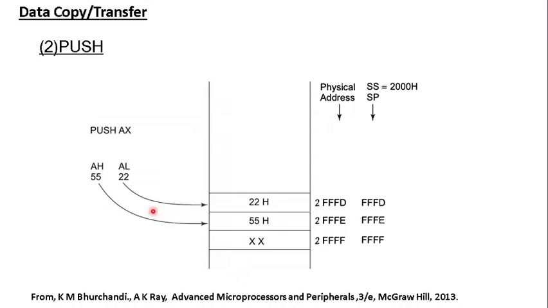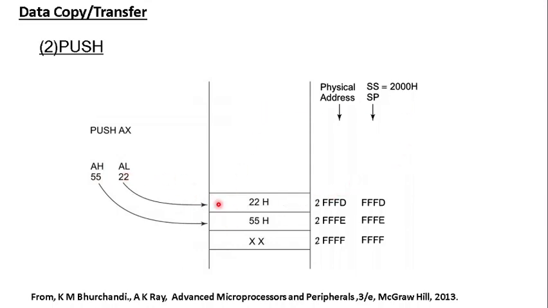So let's see a sample push operation. In this case, we have to push the contents of AX into the stack. Suppose that this is the top of stack before the pushing happens. Then let's see how this push happens. Suppose that the contents of AX is like this: 55H in the higher byte location and 22H in the lower byte location. As we know, the higher byte will be pushed first into the stack, then the lower byte.